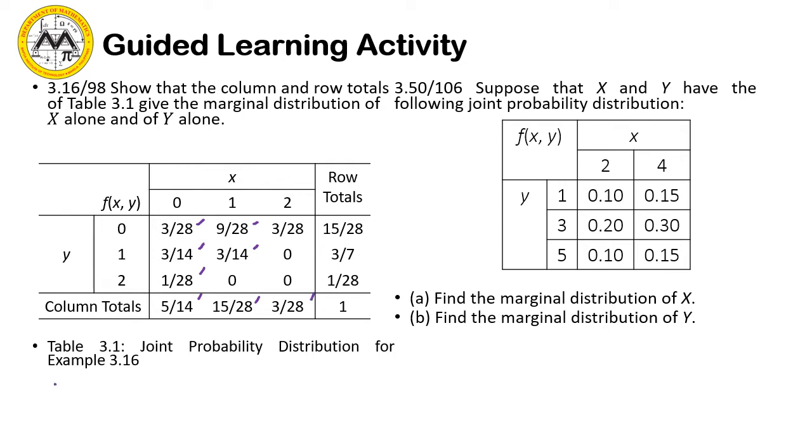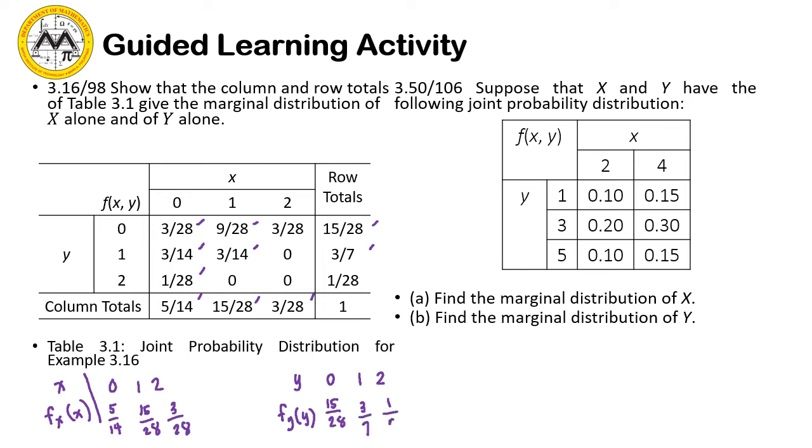So we can say that your marginal distribution f sub x, your x will be 0, 1, and 2, and f sub x would be 5 over 14, 15 over 28, and 3 over 28. For the row totals, 3 plus 9 is 12, 12 plus 3 is 15 over 28. 3 plus 3 is 6, so this is 6 over 14, equal to 3 over 7, and then 1 over 28. So for y, the possible values of y are 0, 1, and 2. So f sub y of y would be 15 over 28, 3 over 7, and 1 over 28.